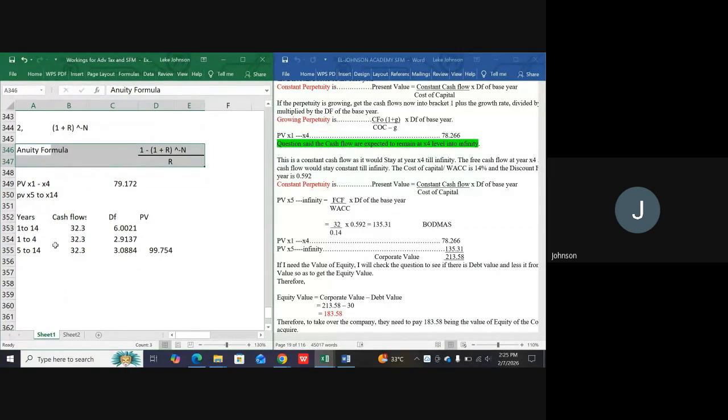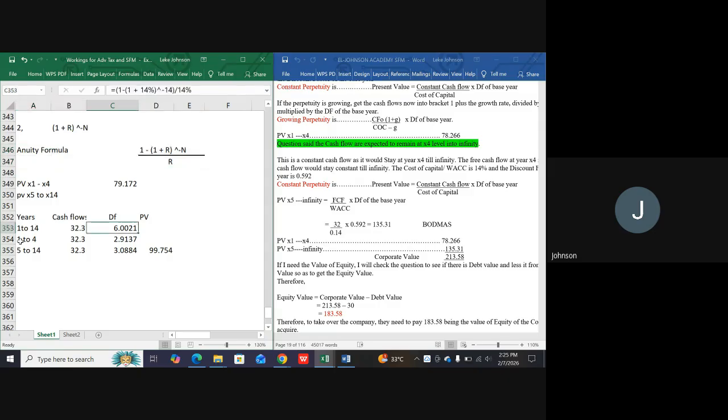So we are looking at it that, okay, we are trying to get year 5 to year 14. And cash flow is going to remain constant from that period to that period, but we can't jump the gun, right? For us to be able to get 5 to 14, because it's an annuity, we have to start from 1 to 14 first. We got our discount factor.